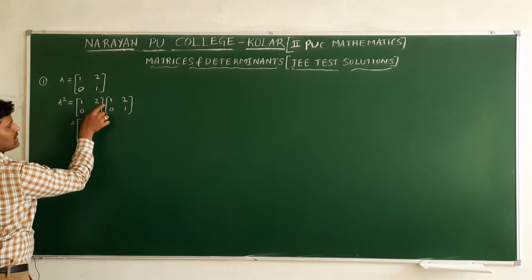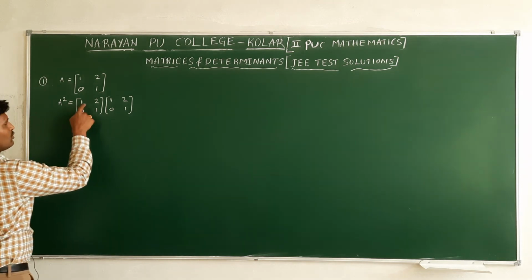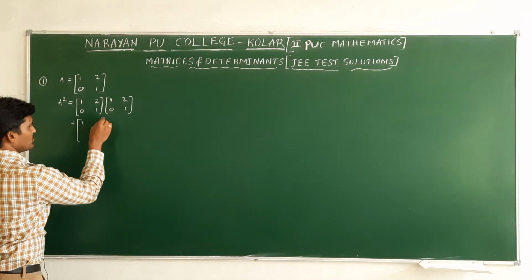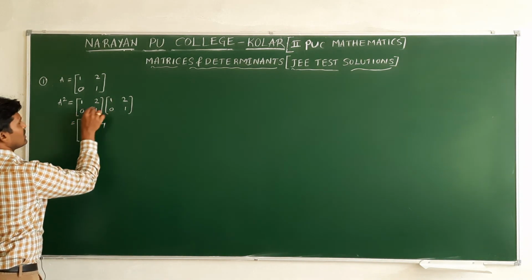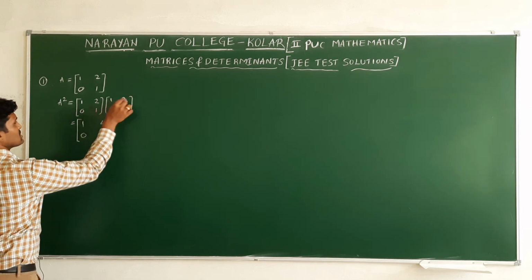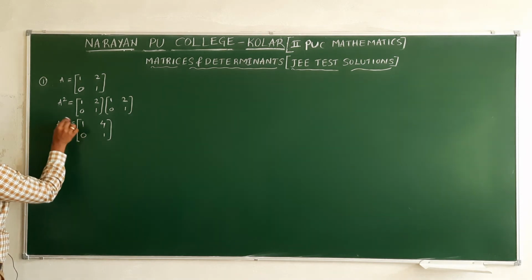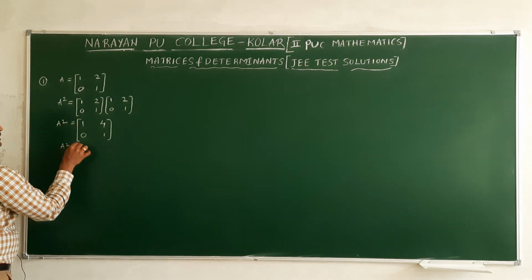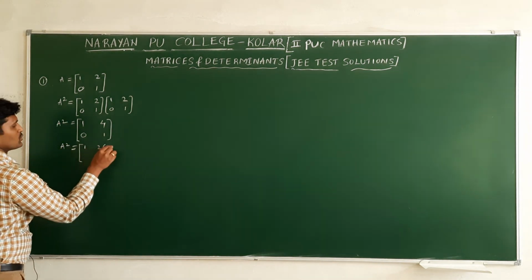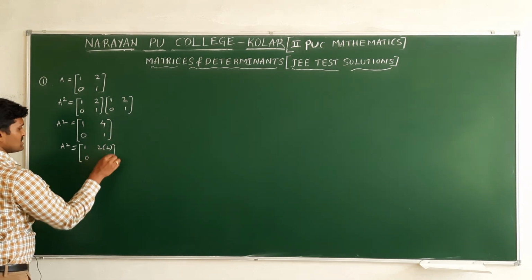1 into 1 is 1, 2 into 0 is 0, that is 1. 1 into 2 is 2, 2 plus 2 into 1, total 4. 0 into 1 is 0, and 0 into 2 is 0, 1 into 1 is 1. This is A square, that is 1 4 0 1.